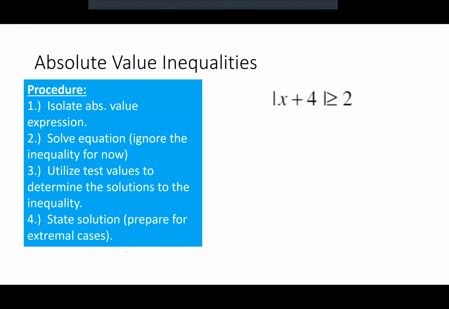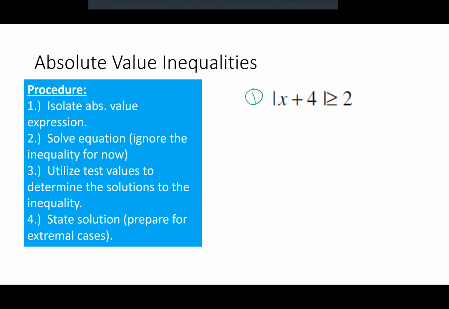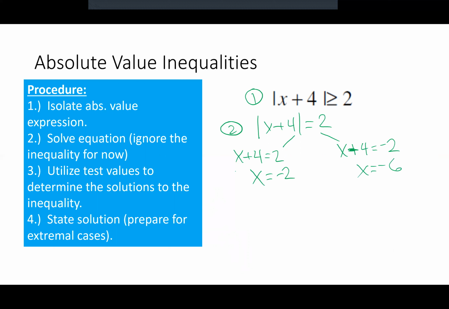Okay, go ahead and try this one on your own. Pause the video and work on this one first. All right, so first, we isolate the absolute value. Done. Now, we ignore the inequality and we solve the equation. X plus 4 equals 2 or negative 2. If you don't mind, I'm going to leave that to you, and you'll get negative 2 and negative 6. And now we construct our test values.